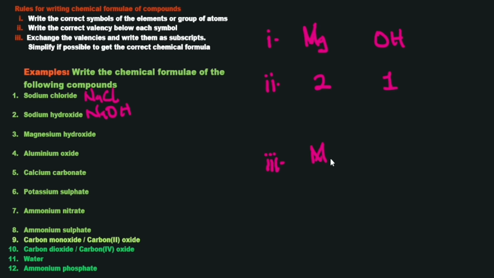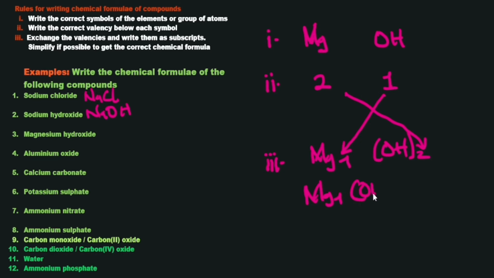Now we exchange. Before exchanging, we bring down the symbols. Since OH is a group of atoms, we put it in brackets. And then we exchange the valencies. So we expect that the formula should be Mg1(OH)2. Now, since we don't include 1 when writing chemical formulae, this chemical formula is simplified as Mg(OH)2.